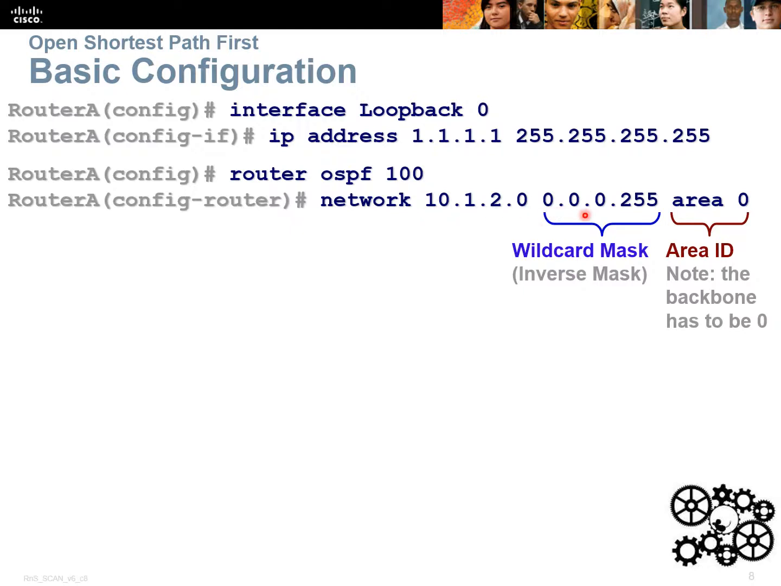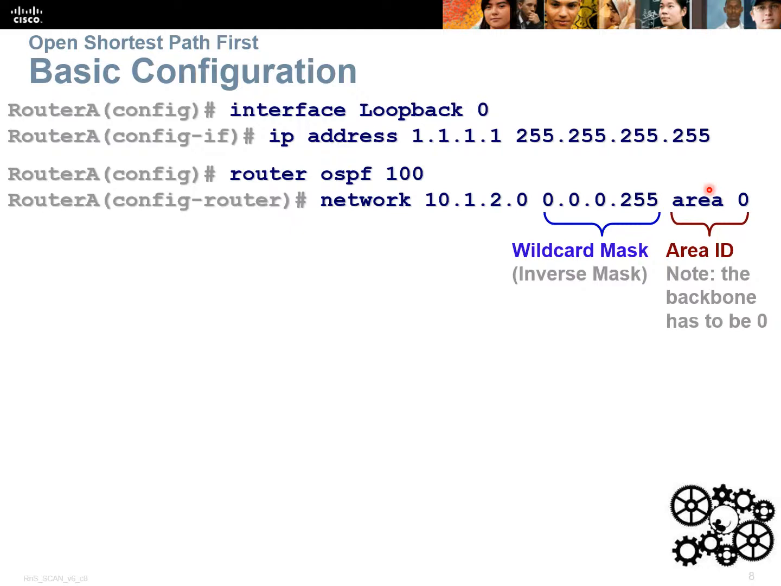OSPF must have a mask. There is nothing implied with OSPF. You must have it in your network statement. You must have the IP address, network, and the mask. If you try and leave the mask out, it will not accept it. Also notice that there's a wildcard mask. So the default subnet mask for this will be 10.1.2.0, 255.255.255.0. So with the inverse mask, you just completely mirror image it. So 255.255.255.0 is mirrored to 0.0.0.255.